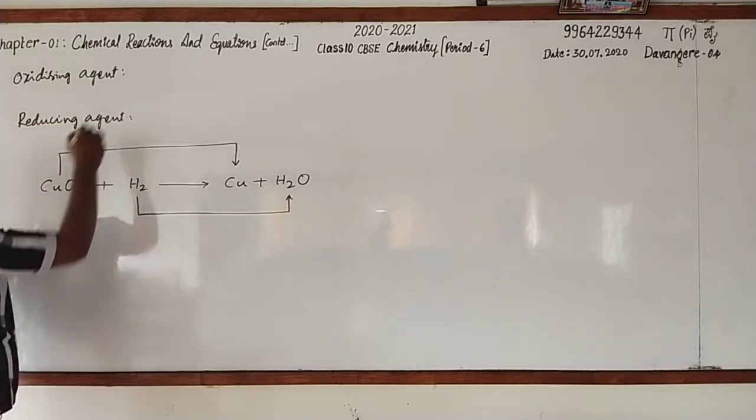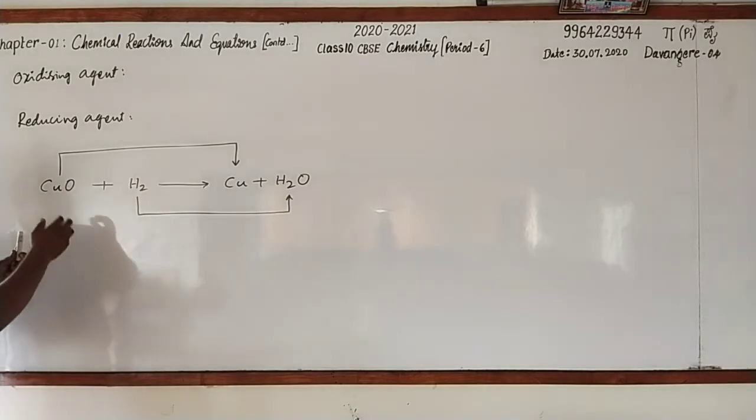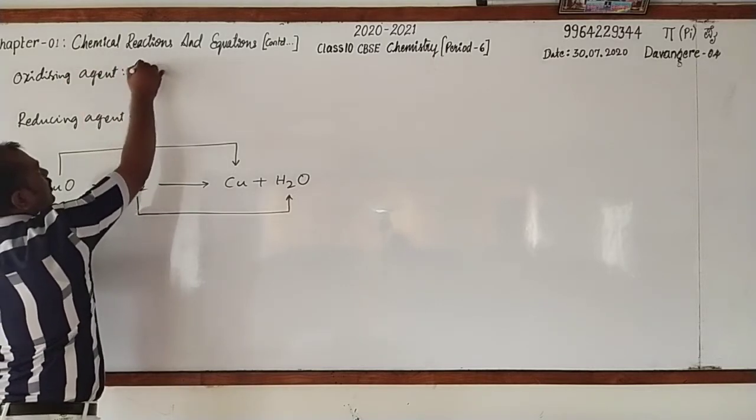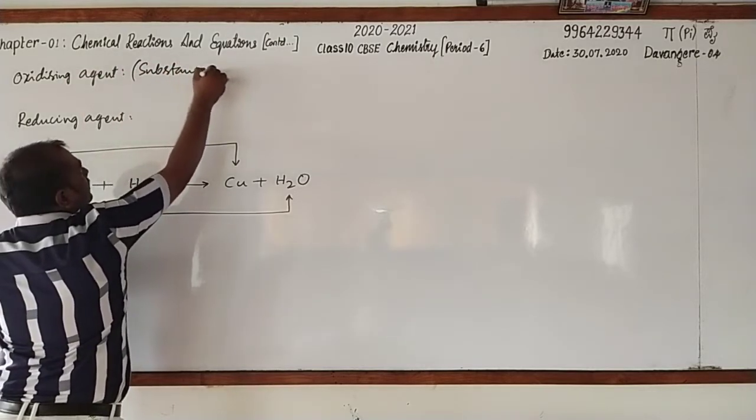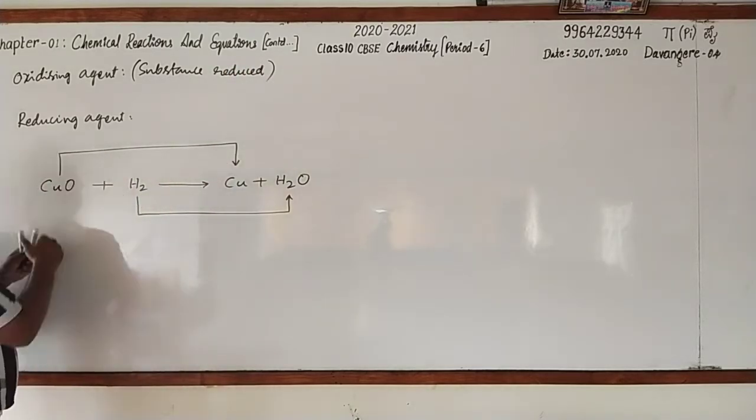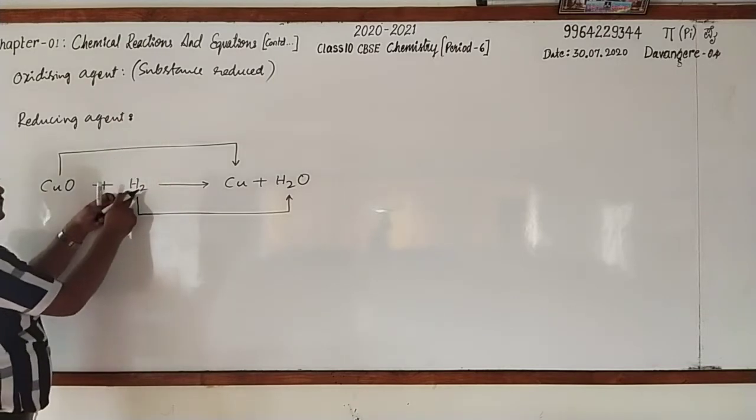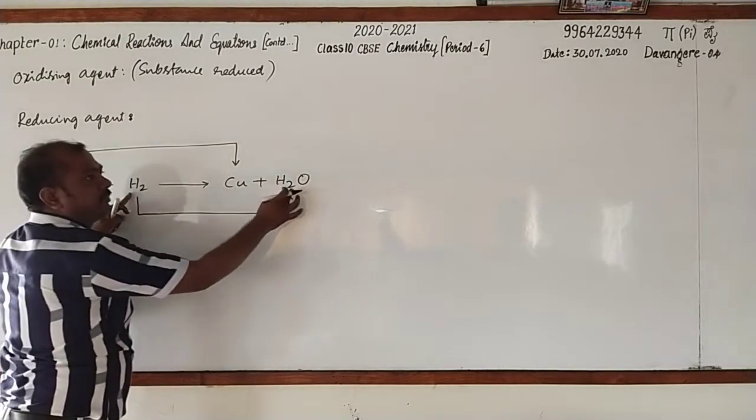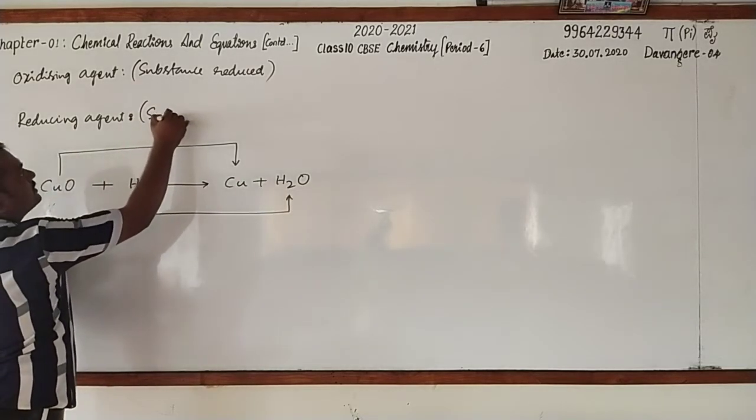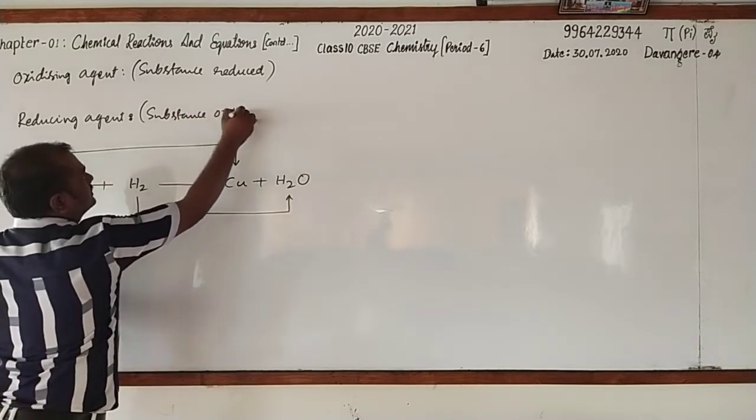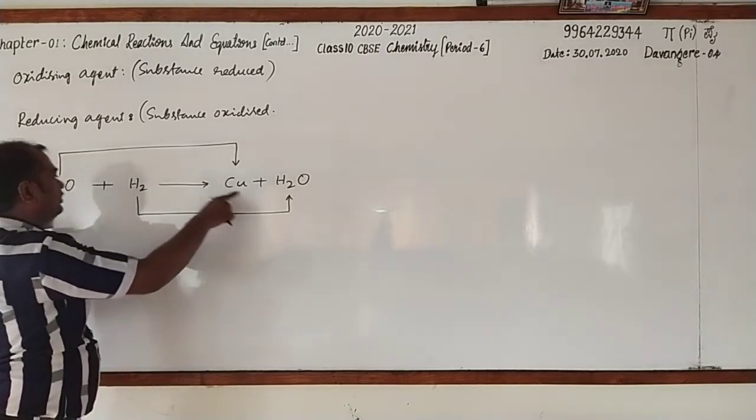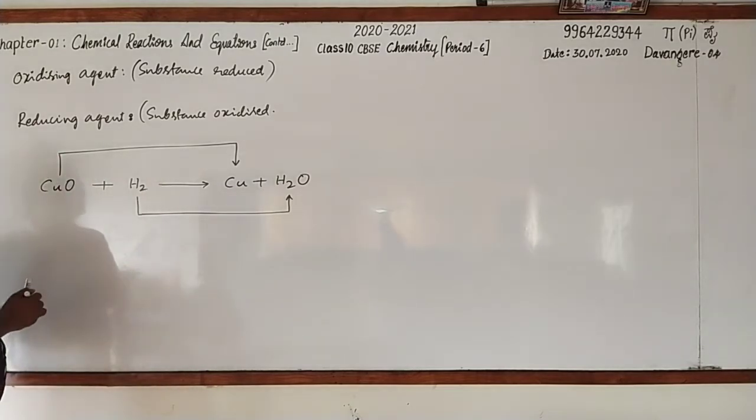And the substance which gives oxygen, after giving the oxygen, it gets reduced. So this oxidizing agent is also called substance reduced. Then, the reducing agent, look at this, it takes the oxygen and gets oxidized to water. It is also called substance oxidized. Hope that you have understood. And this is the chemical reaction for oxidation and reduction.